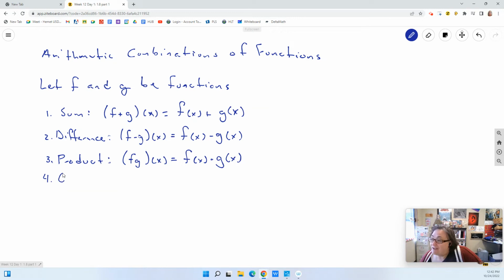And last, we have our quotient, which is just f over g of x. What's nice about this is it's just f of x over g of x. This is the easiest one because we really don't break it down.